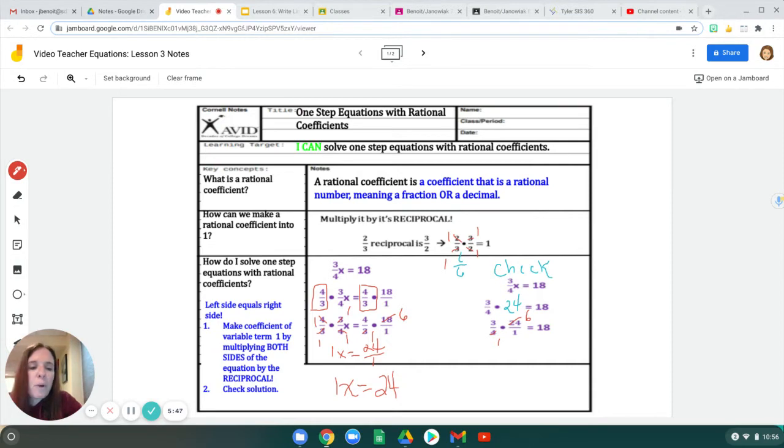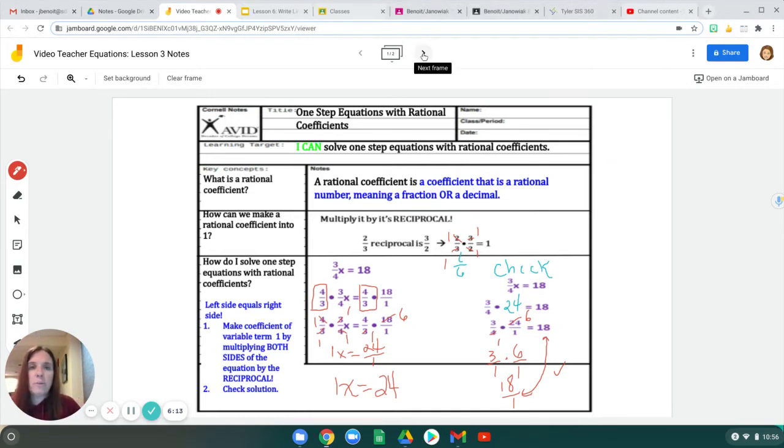So now I have 3/1 times 6/1, and hopefully you can see that that becomes 18/1. So the left side equals 18/1, the right side equals 18. We are good. We are the same. So our solution of x equal to 24 makes that equation true.